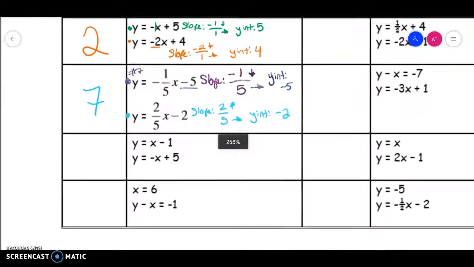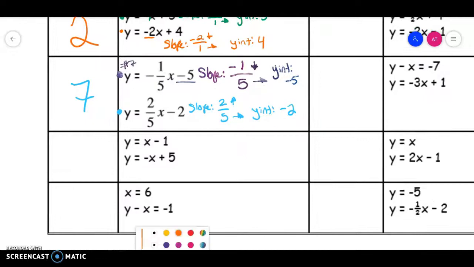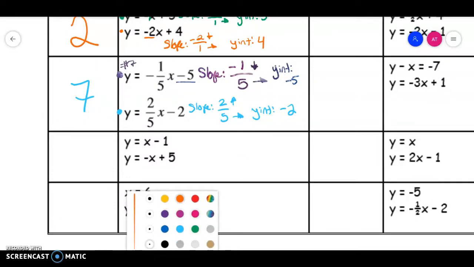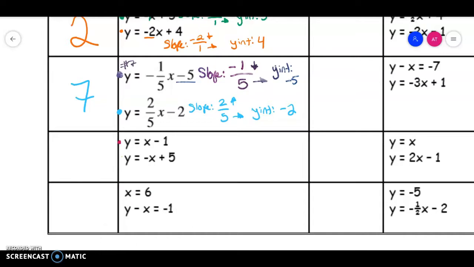Okay, so then looking at the next one here. For the next one, let's do a magenta, and we're going to do yellow. So for my first equation up here, it is my slope. Remember, I want you to pause this video and tell me what the slope is. My slope is 1 over 1, so I'm going to go up 1 and to the right 1. And then my y-intercept is -1.